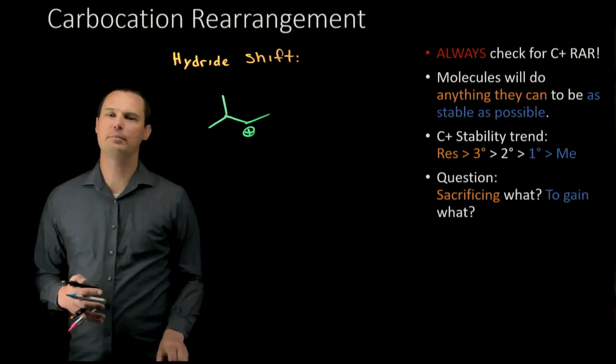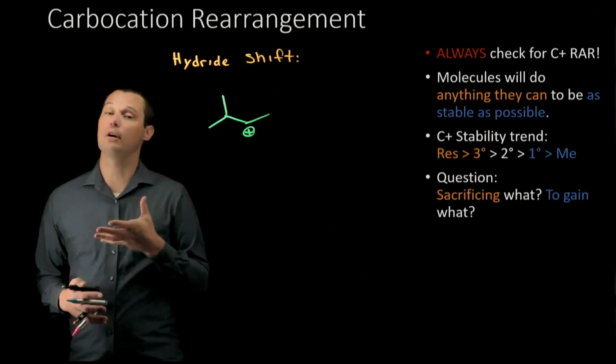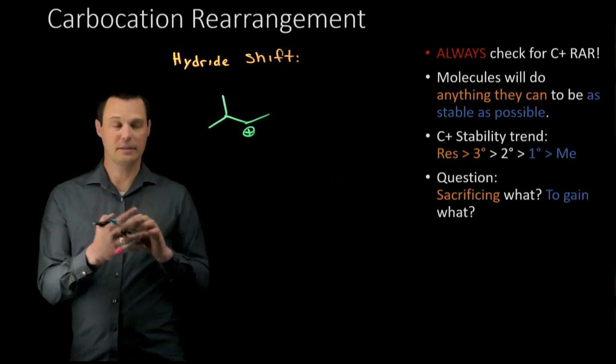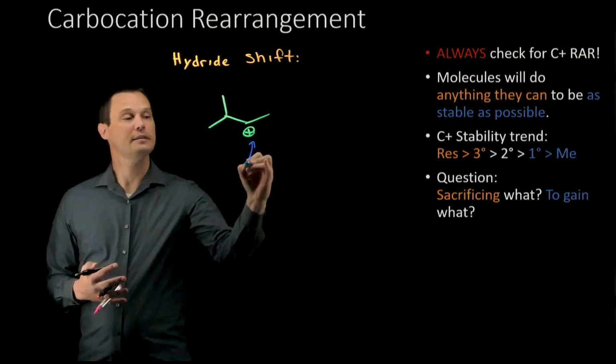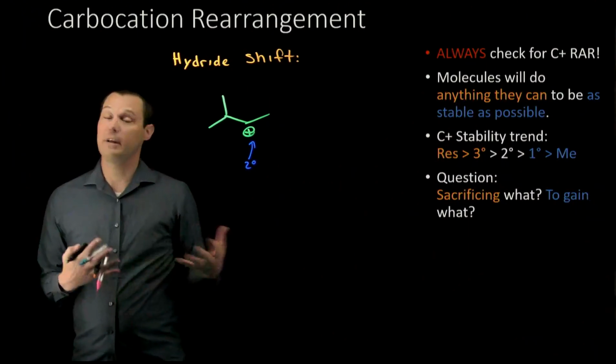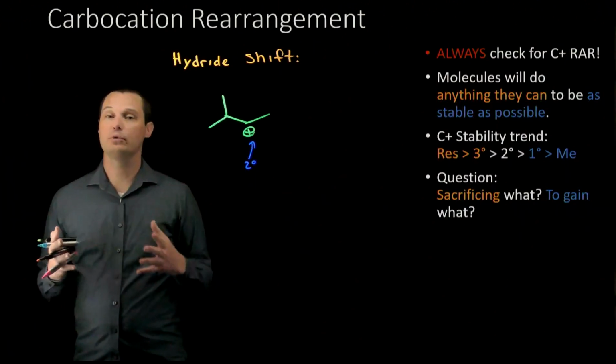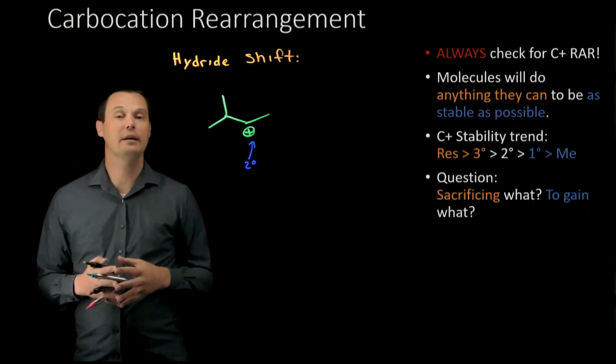The way I like to pose the question is, we're sacrificing what carbocation to gain what other carbocation? So if we look at this example here, this carbocation is a secondary carbocation. Secondary carbocations, okay, it's fine, but it can rearrange. Will it rearrange? That's the question. We need to look in all possible directions to see if the carbocation can and will rearrange.